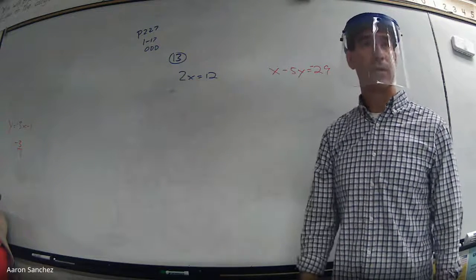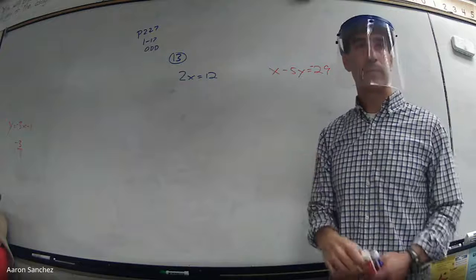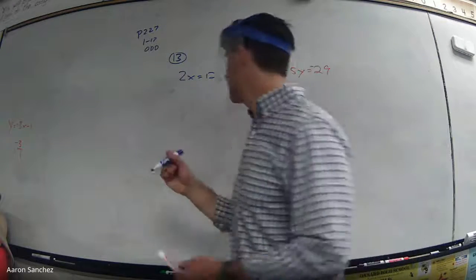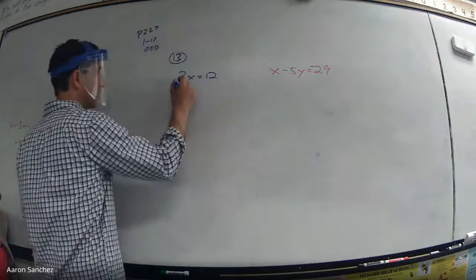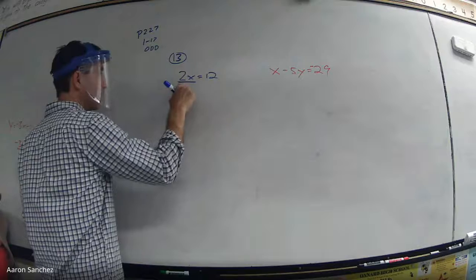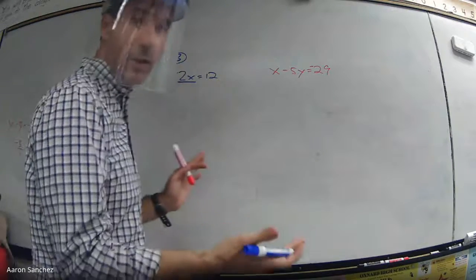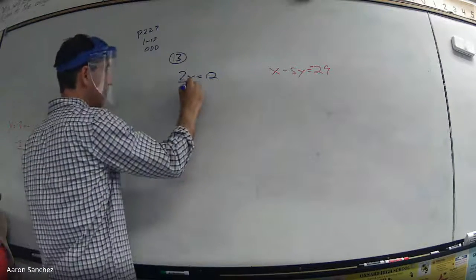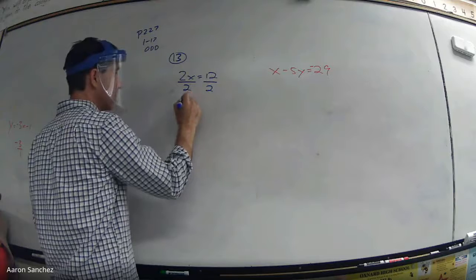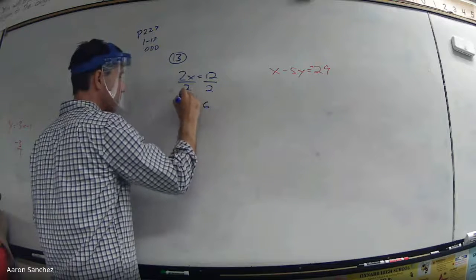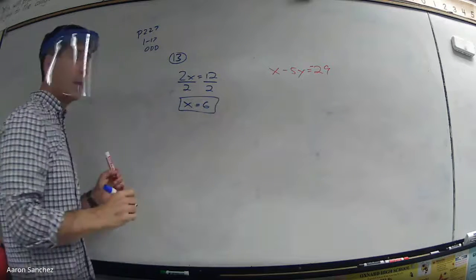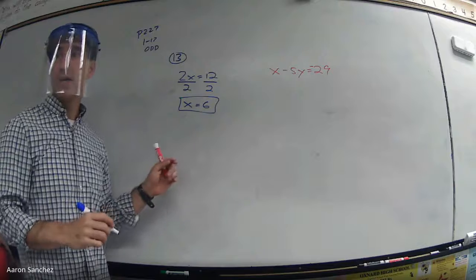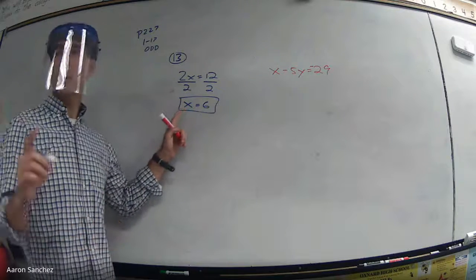You divide 2X. Or just 2, right? Yeah. Because you want to get rid of the 2, not the X. So I'm dividing by 2. Everyone, I want to get X by itself. Edgar said divide by 2 and have X by itself. X equals 6.